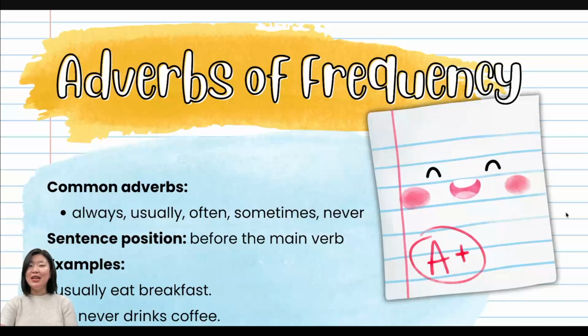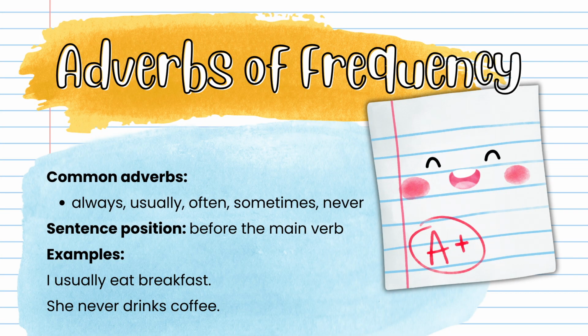Adverbs of frequency are commonly used in simple present. The common adverbs are always, usually, often, sometimes, and never. They are positioned before the main verb. Let's take a look at the examples. I usually eat breakfast. It is placed in front of the verb eat. She never drinks coffee. It is placed before the verb drink.